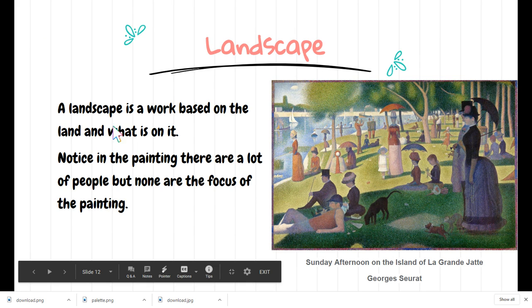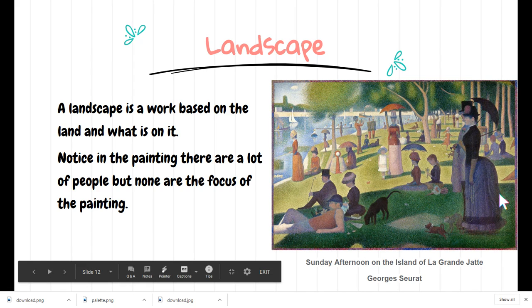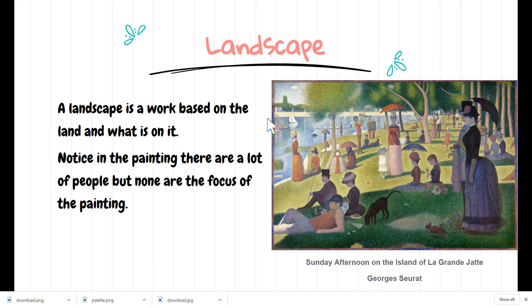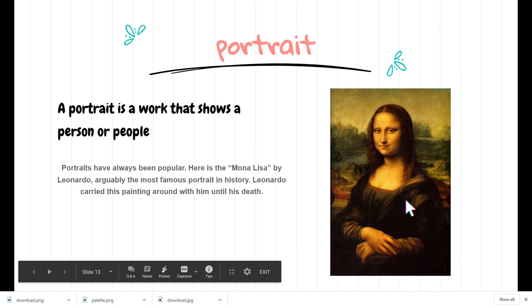So a landscape is a work that is based on the land and what is on it. So over here in this painting, we have a landscape. It is a park. Now there are a ton of people in this. It's a very busy park, but the main focus that the artist was going for is that this is a park where people will come to congregate and sort of gather together to have that feeling of being outside. So it is not specifically about any of these individuals, but more so the outside space that they are in.